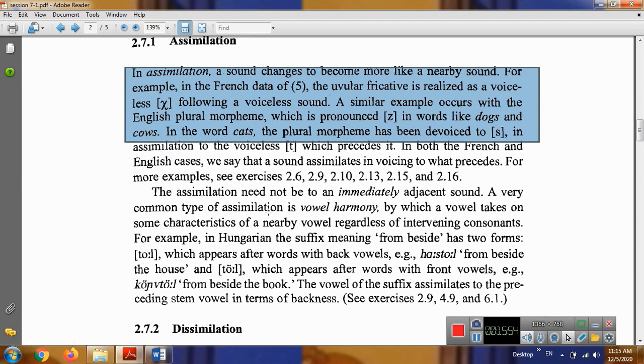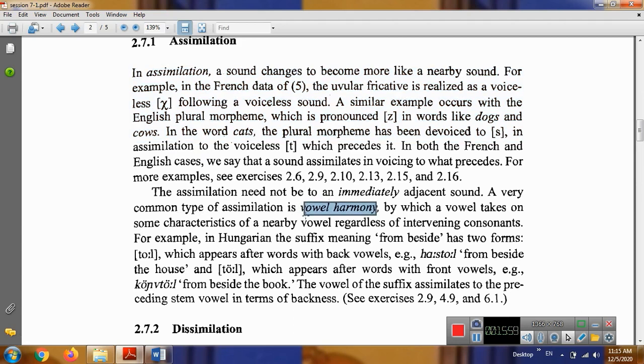A very common type of this assimilation is vowel harmony. Vowel harmony is another phonological process, one kind of assimilation. The difference is that in vowel harmony, a vowel takes on some characteristics of a nearby vowel regardless of intervening consonants. They are not adjacent to each other, and sometimes one or more consonants are between the two vowels that change. I repeat it again.